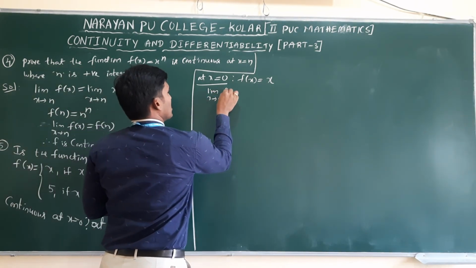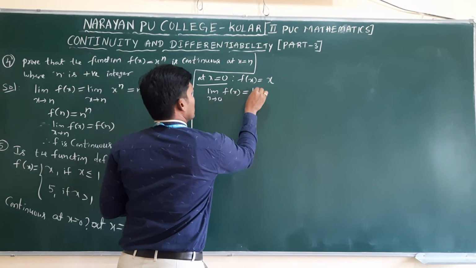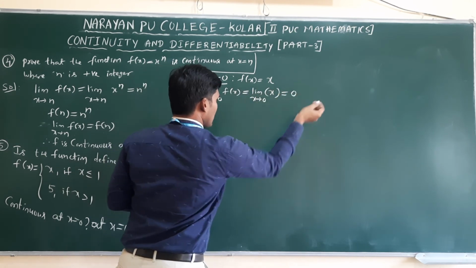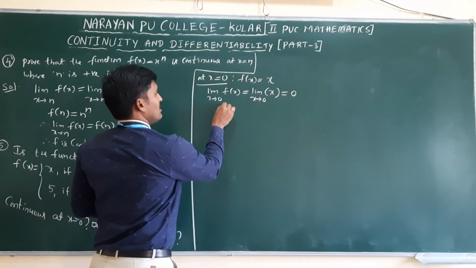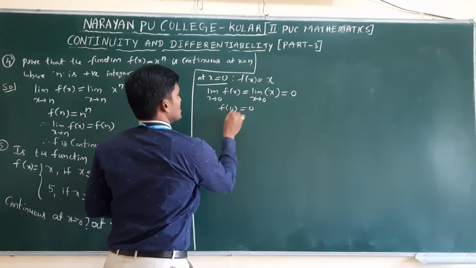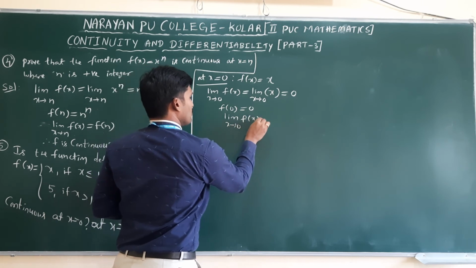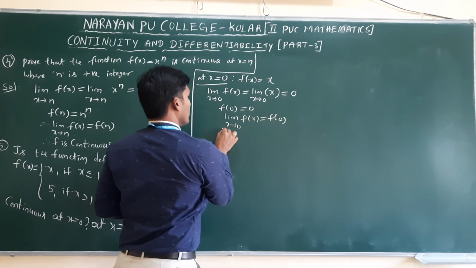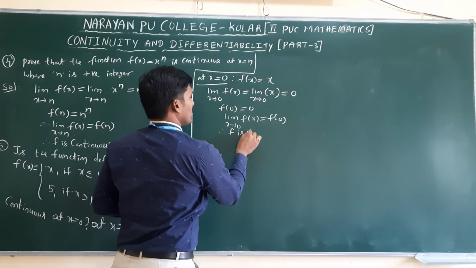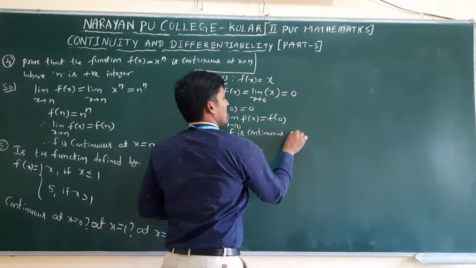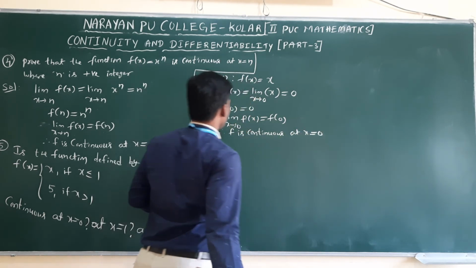Limit x tends to 0, f of x equal to limit x tends to 0, f of x is what? x. x value 0 substitute in the function. Now f of 0 what will come? 0. That's why here also limit of the function and function value both are same. Therefore, f is continuous at x equal to 0.